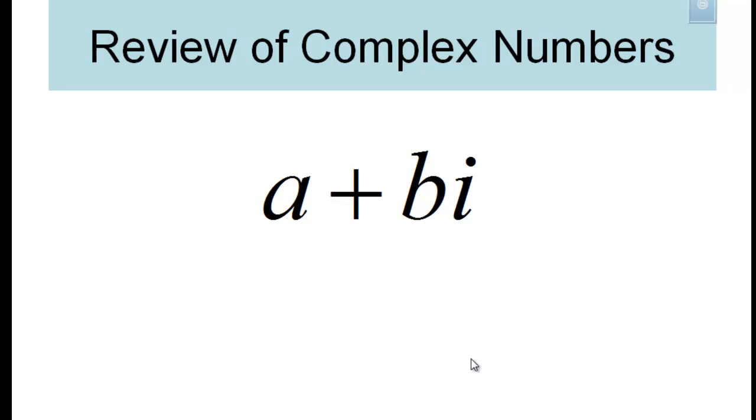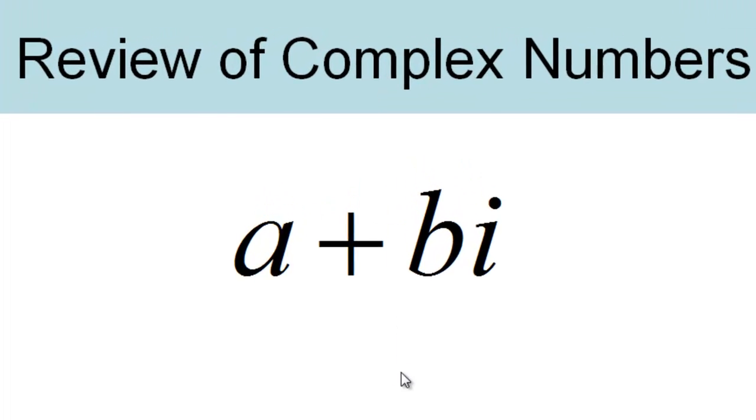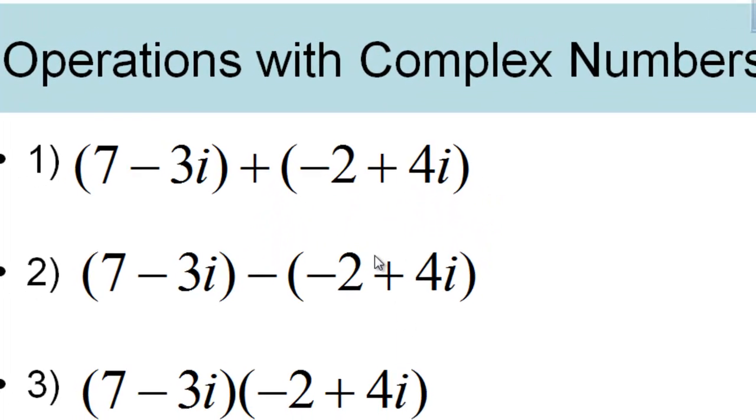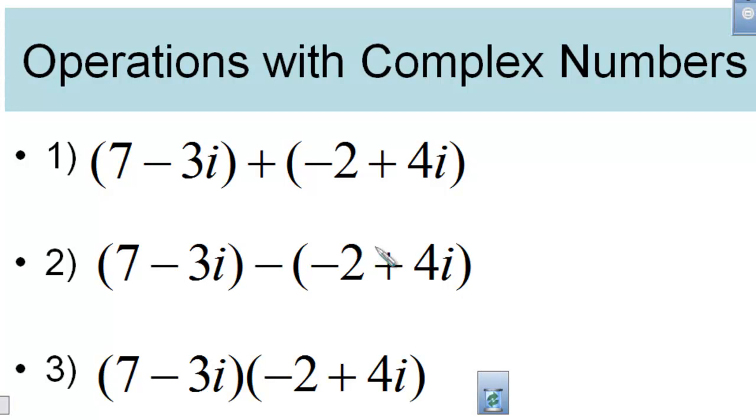Remember that complex numbers are written in the form a plus bi, where a is your real part and b is your imaginary part. So when you do some operations with complex numbers, all you're doing is working with like terms. If you think about the real part as your like terms and the non-real parts as like terms, you can combine them very simply when you're doing addition and subtraction.